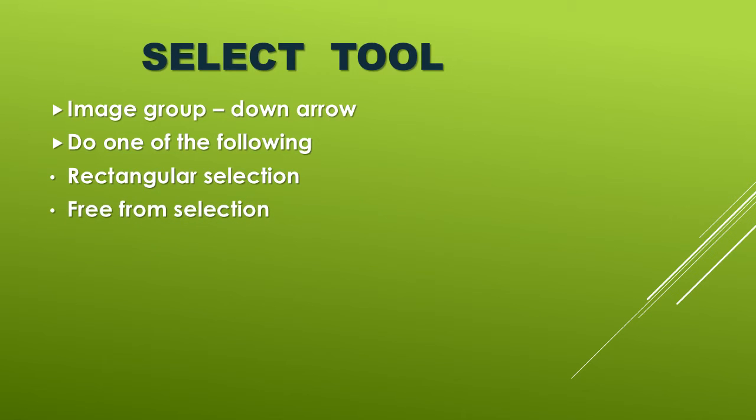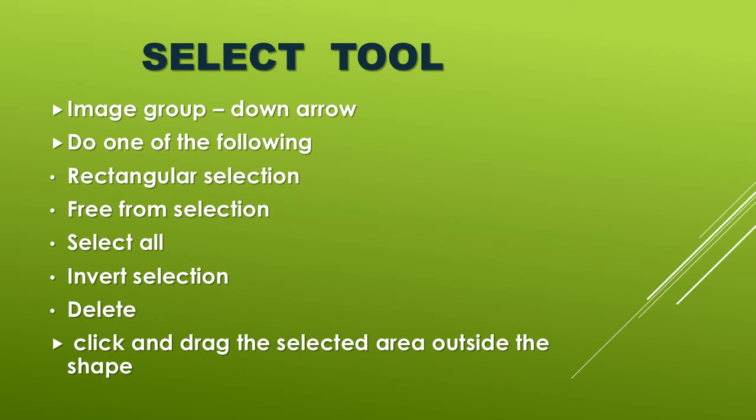To select an irregularly shaped part of the drawing, you need to click free-form selection. To select the complete picture, you need to click select all. To select everything in the picture except for the currently selected area, click invert selection. Then if you want to delete that area, you just click delete. Then click and drag the selected area outside of the shape. Let's see a demo once, then you can understand.